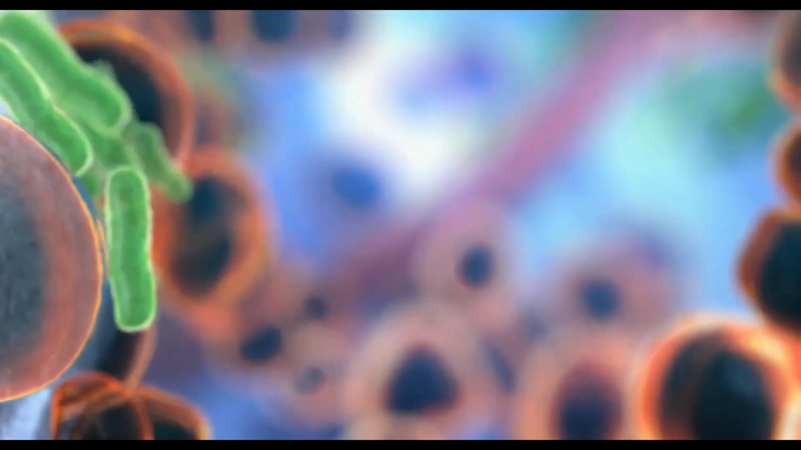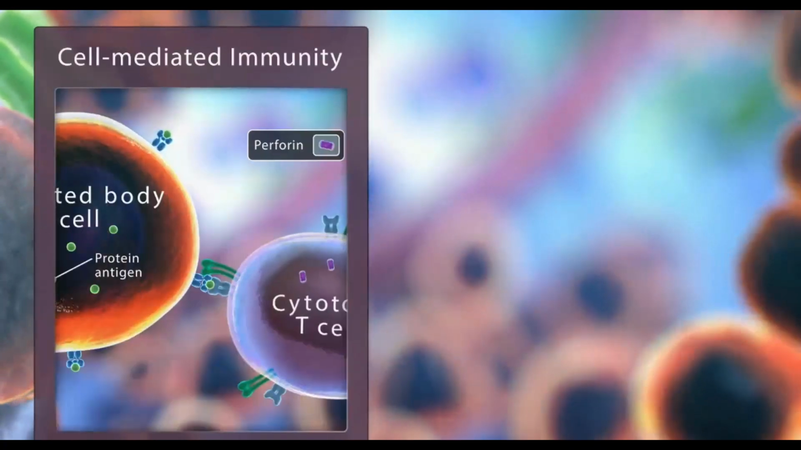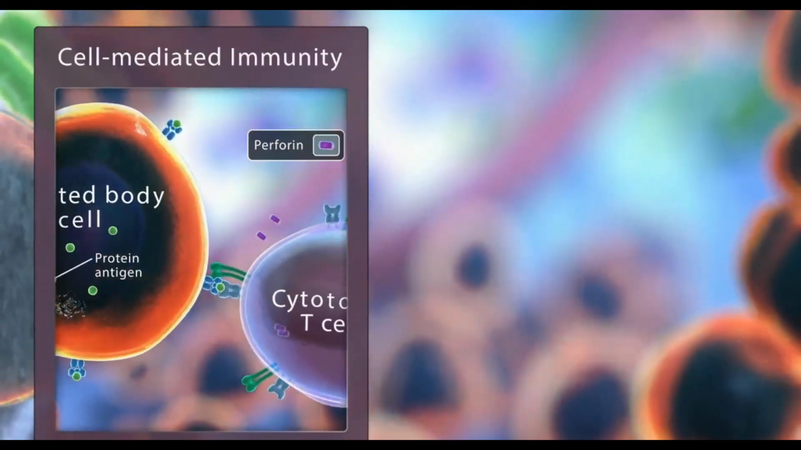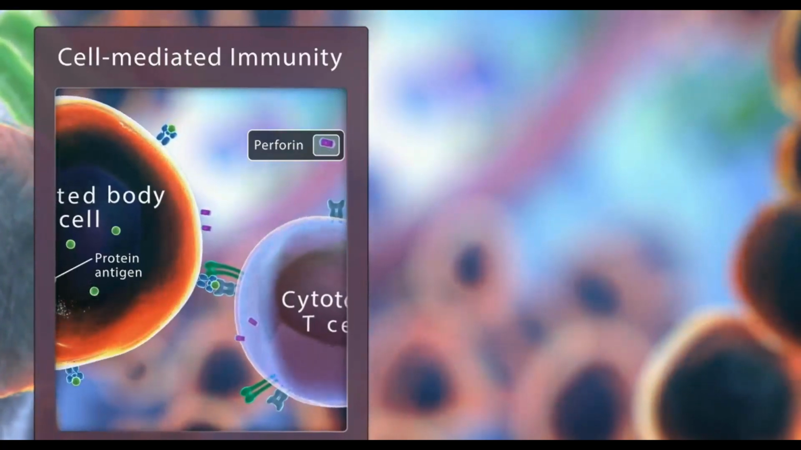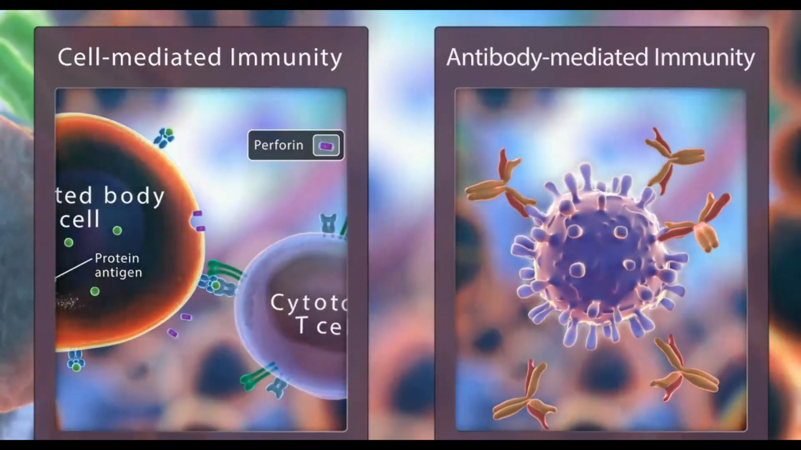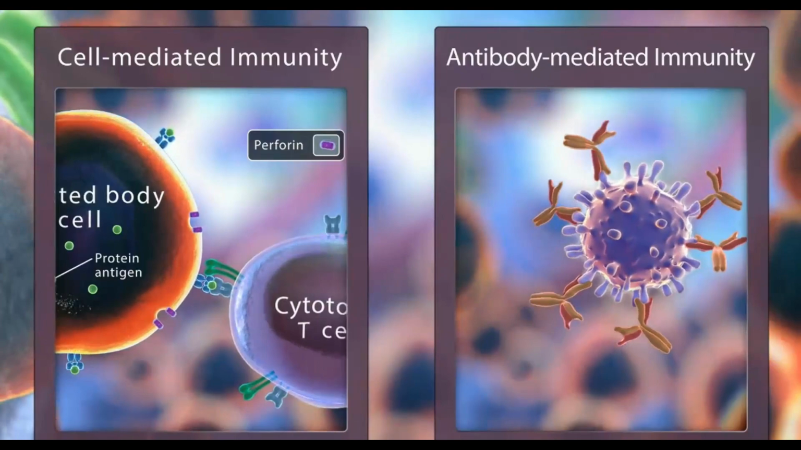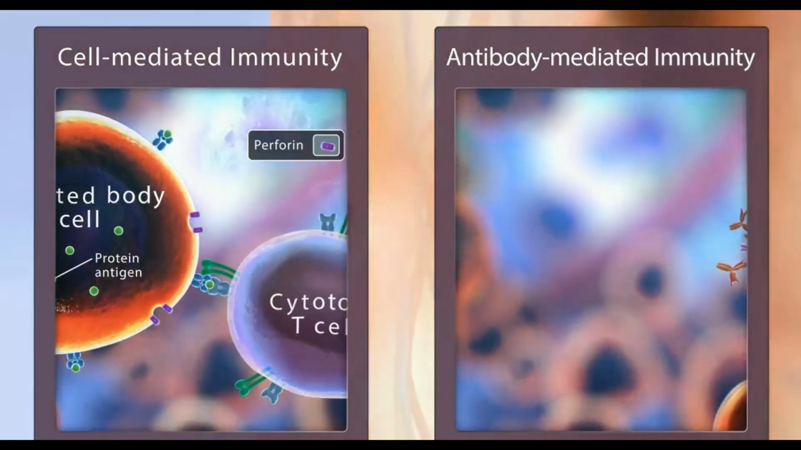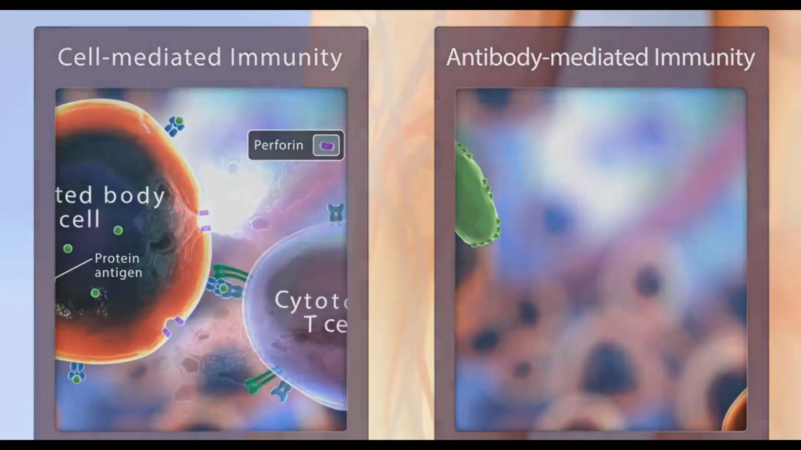The two-pronged approach of our adaptive immune system, either cell-mediated immunity through the action of cytotoxic T cells or antibody-mediated immunity initiated by B cells, provides us with an amazing defense arsenal against disease-invading pathogens.